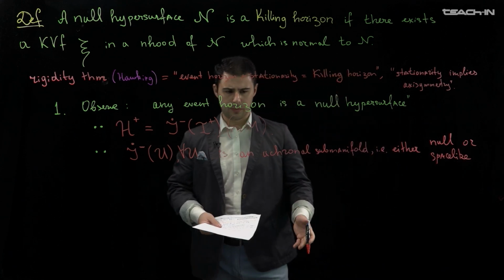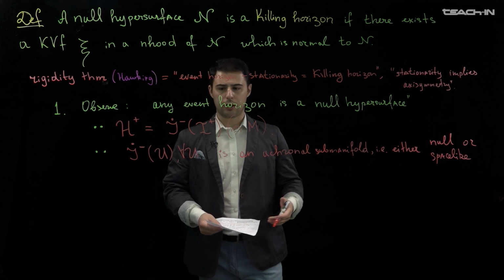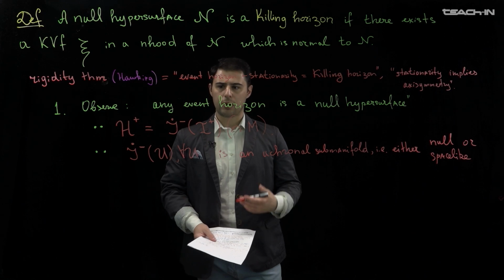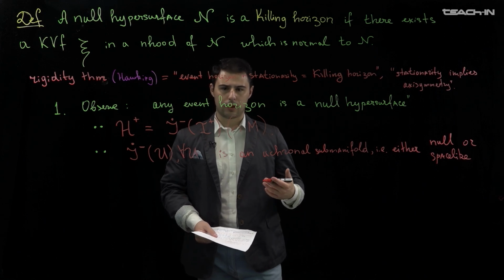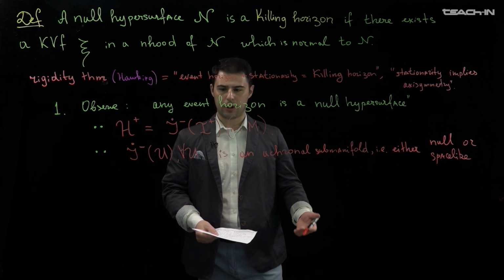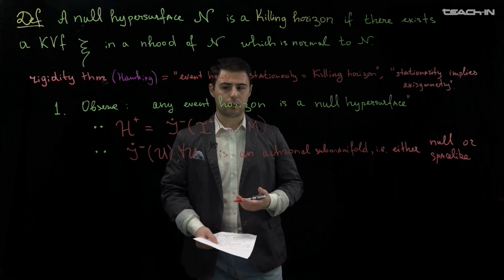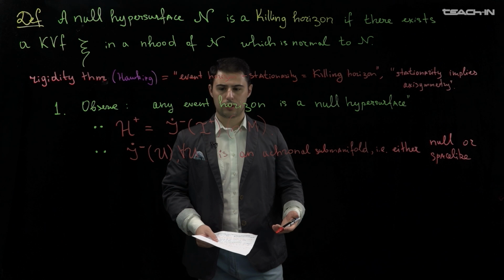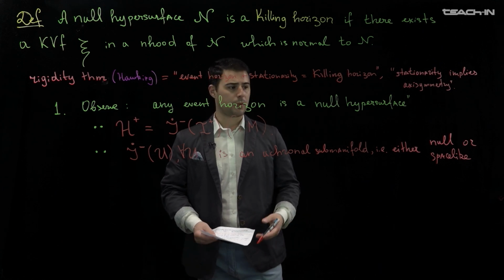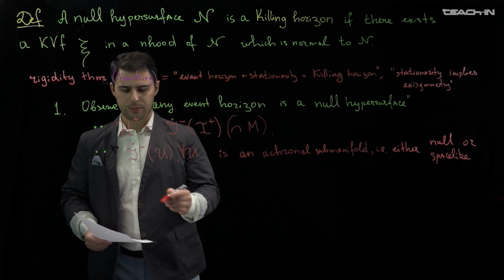And what does achronal mean? Achronal means that any two points lying in this submanifold cannot be connected by a time-like curve. In other words, the tangent bundle to the submanifold does not contain time-like vectors. So this hypersurface is either null or space-like. Now, we'll show that this is null.